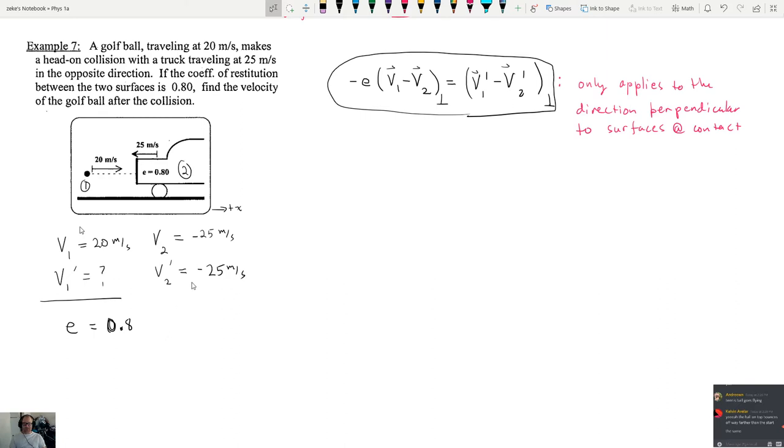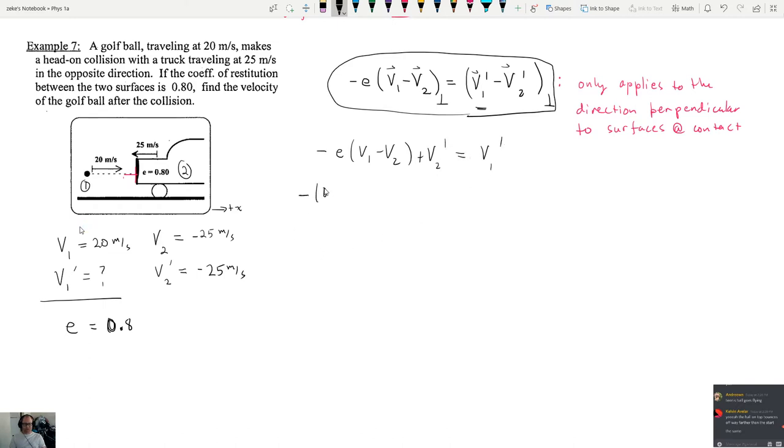So plugging all that information in up here, we're trying to solve for v1 prime, right? Let's write it out, and then we'll plug numbers in. So negative E times V1 minus V2. All of the velocities are in the direction perpendicular to this surface, right? So this would be the perpendicular direction, basically. And that means we can apply this equation. So we'll have negative E times V1 minus V2, and then we need to add V2 prime onto the side, and that should be equal to V1 prime.